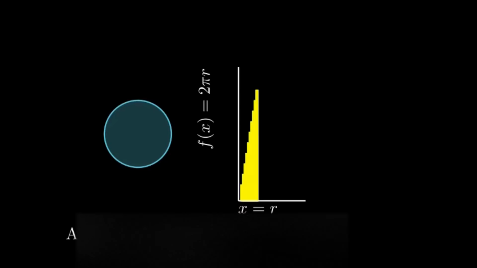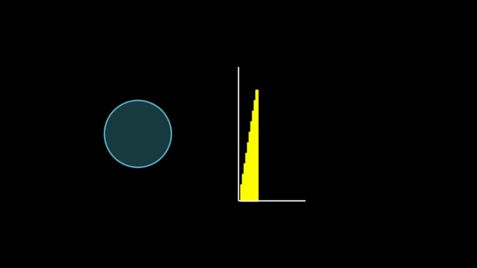There's another way to picture this. If we stack the annular rectangles vertically, we form a triangle in a different orientation. Here, we can take the x-axis as the radius, r, and the y-axis as the circumference of the circle, which is 2 pi r. Using the same triangle area formula, we again get the result as pi r squared.